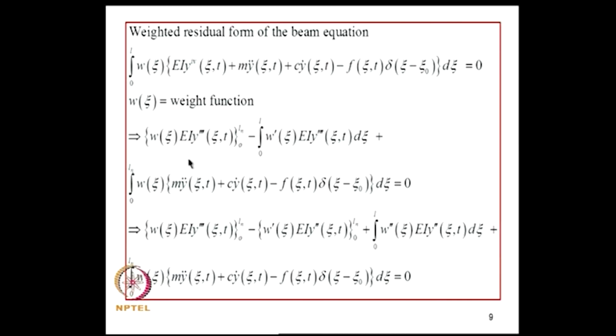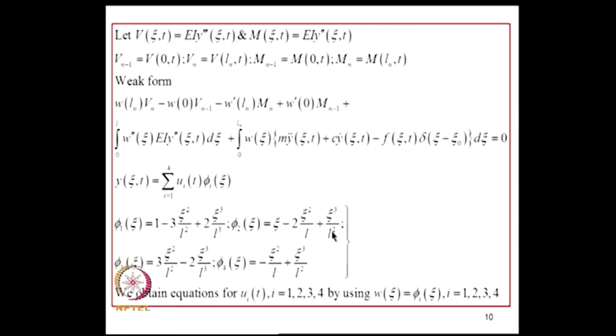So this leads to this equation for the first, upon doing integration by parts twice I get this equation. Now this is the weak form, the weak statement of the equation.